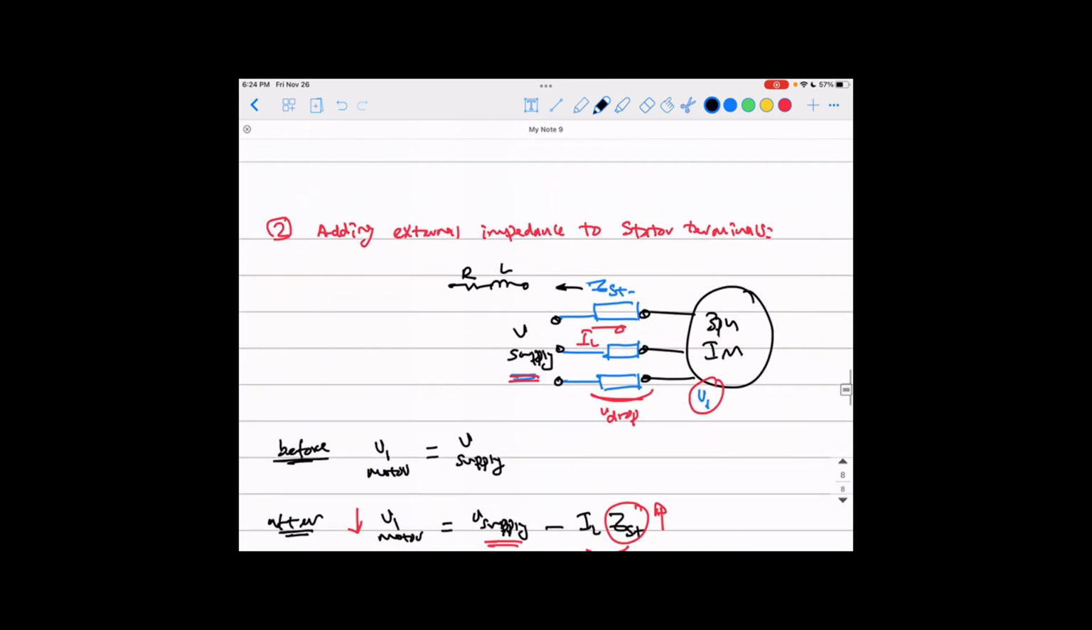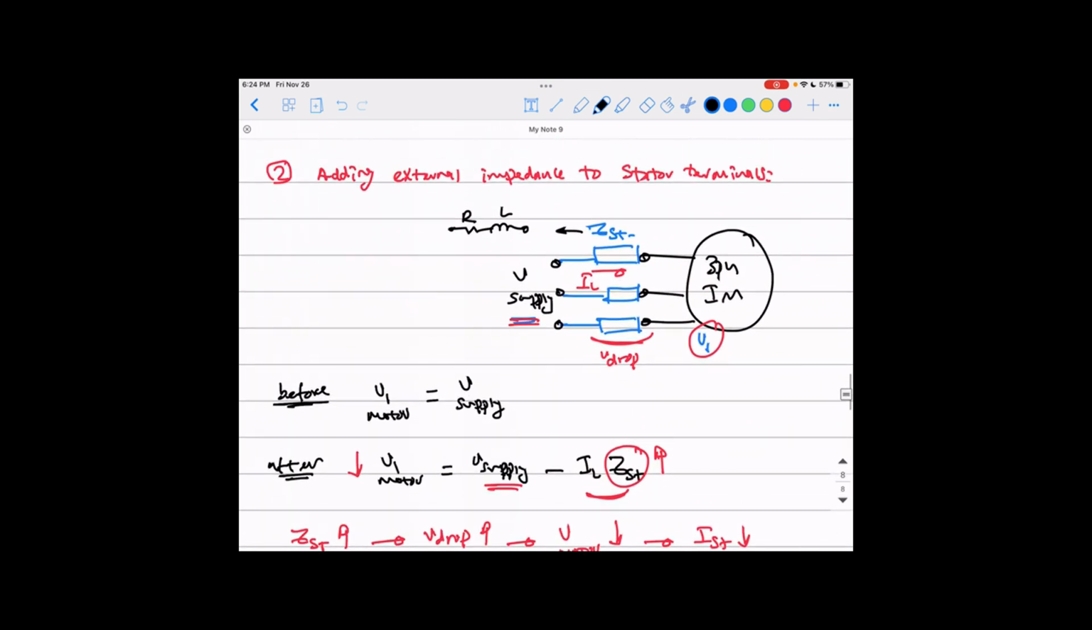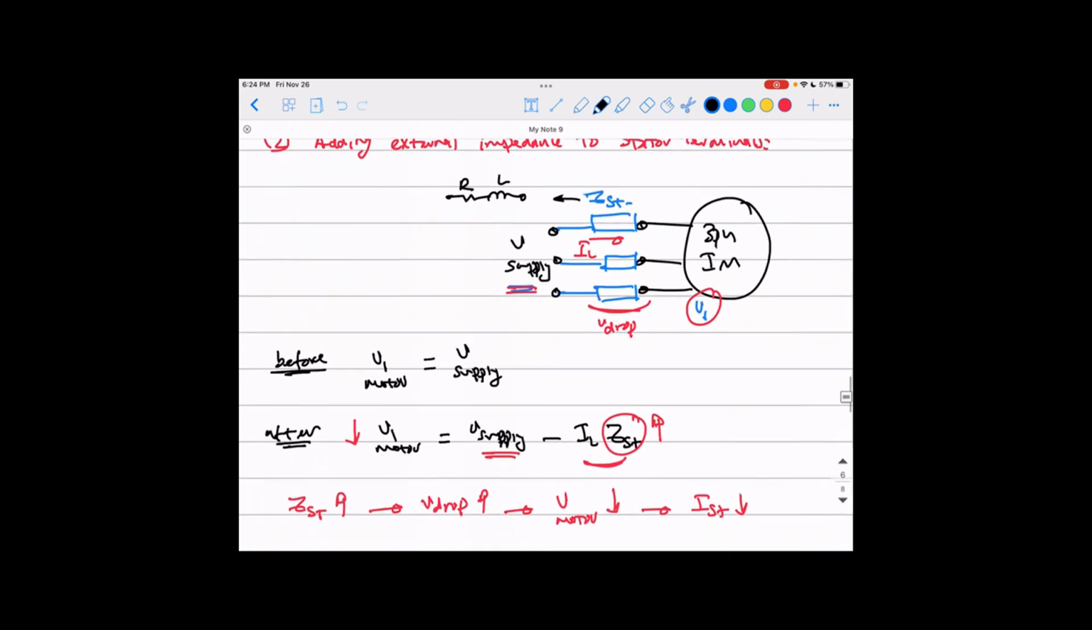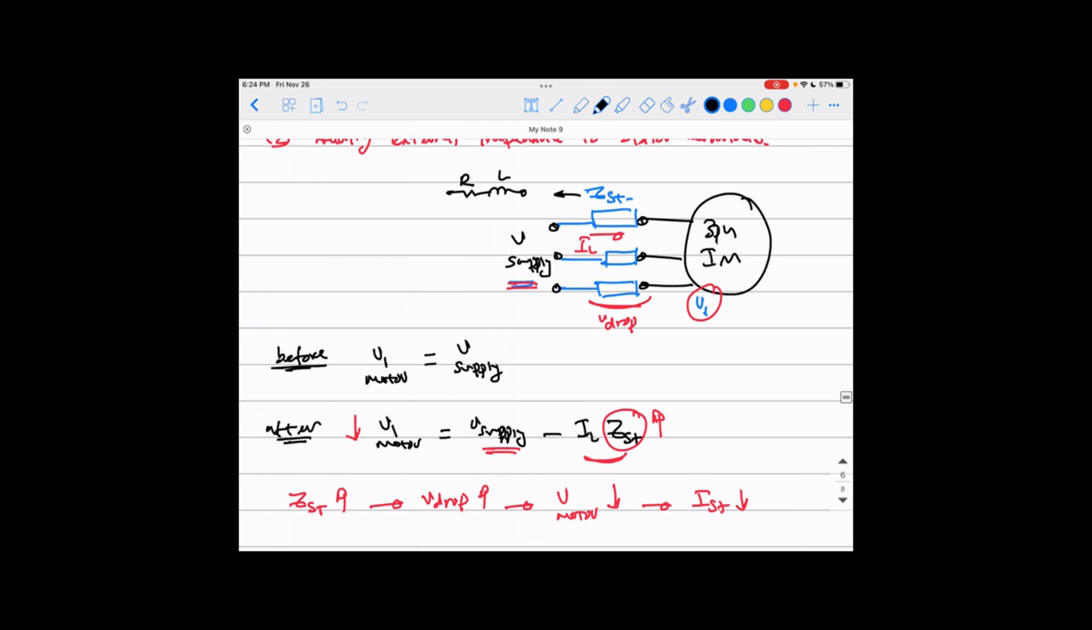So for those two methods, adding external impedance to the stator terminal, if you just use this for the sake of starting, this impedance will have a switch, because you don't need it to be there all the time. You will have a switch connected in parallel with it like this, the same for each one, because we just need them at the starting.